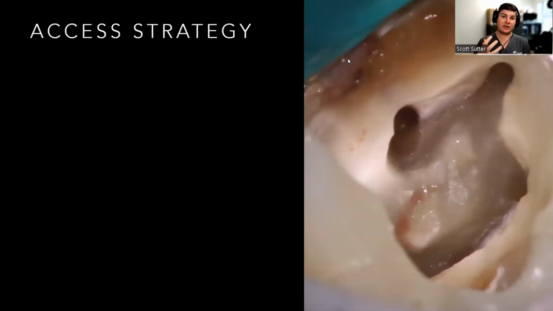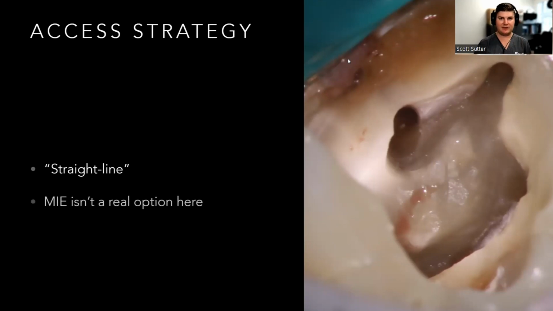So, starting off with your access strategy, you're going to have to do more of a straight line access here. A lot of the minimally invasive endo relies on having a pulp chamber you can drop into, so that the chamber has done that really small access for you. I don't know of any burr that can create a shape like this. I know lots that can create straight line. I don't know many that can create curves like this. And that's how we get those super tiny, like 1 millimeter access sizes.